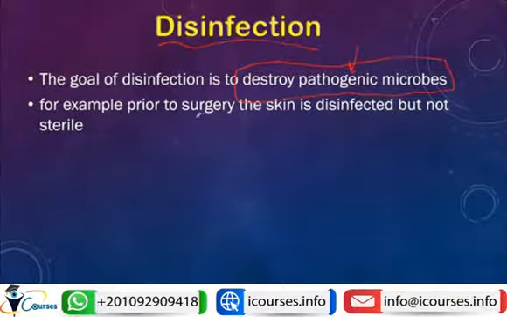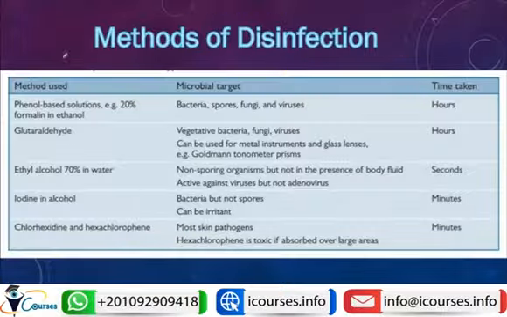For example, prior to surgery, the skin is disinfected but not sterile. If we put povidone iodine prior to the surgery, or disinfect the skin around the eyelids and the surrounding skin by putting just povidone iodine, this is not a sterilization. This is a disinfection. We just kill the pathogenic microbes.